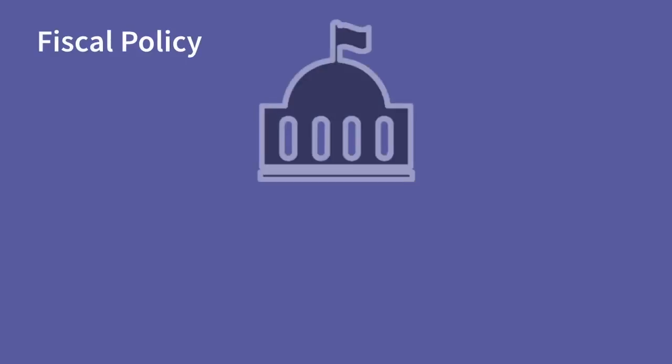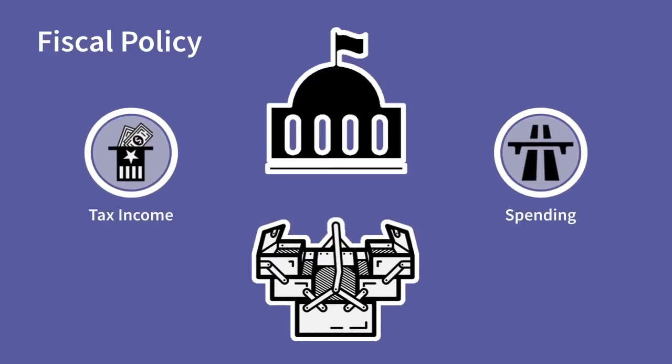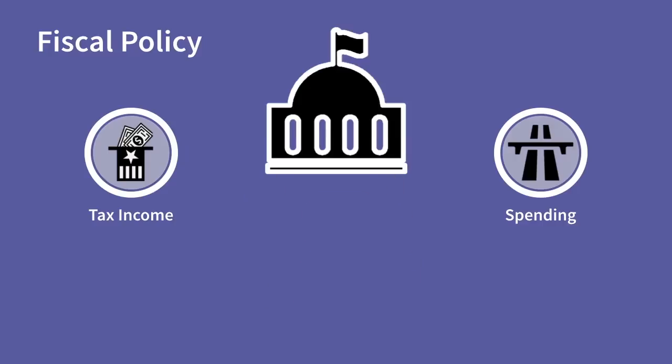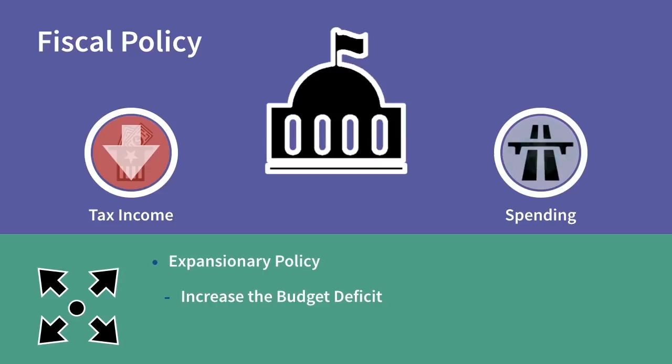Fiscal policy is related to decisions that government can make in terms of taxes and spending. These decisions can be made to stimulate a fleeting economy or restrain a booming economy. Now, to stimulate the economy, we implement an expansionary fiscal policy. To achieve expansion, the key is to increase the budget deficit. This can be achieved either by reducing taxes or increasing spending, or by doing both.